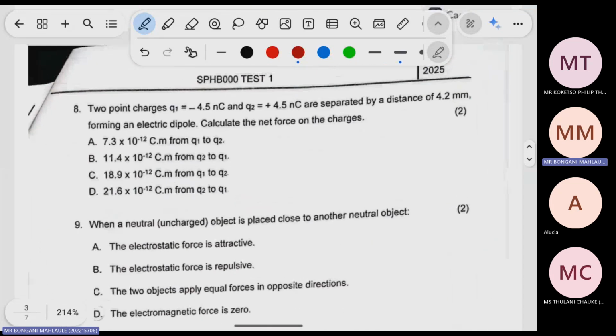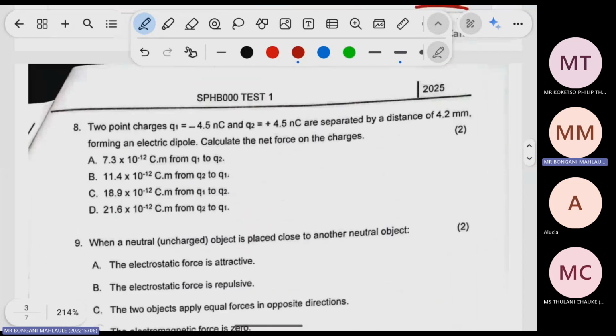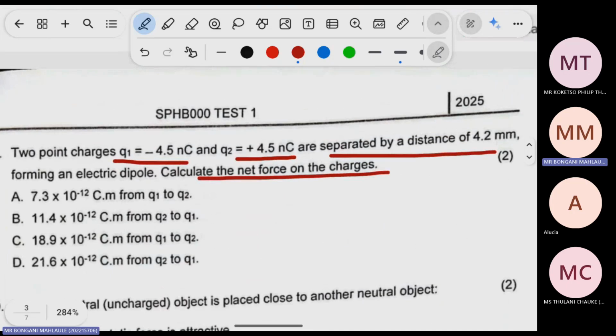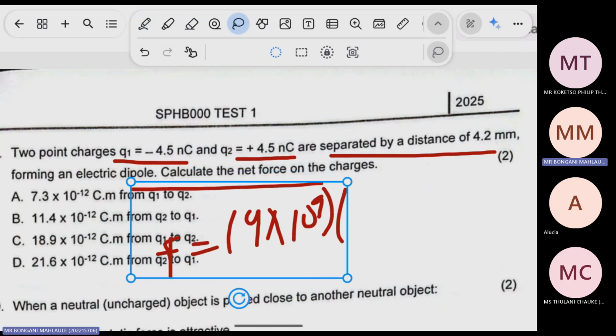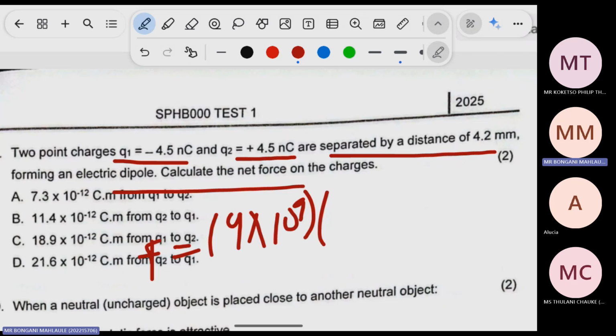Then we'll go to number 8. Two point charges Q1 and Q2 are separated by distance. Calculate the net force. So this one, it's very easy. You just calculate like this. So this question paper is very easy. It's supposed to get total here.